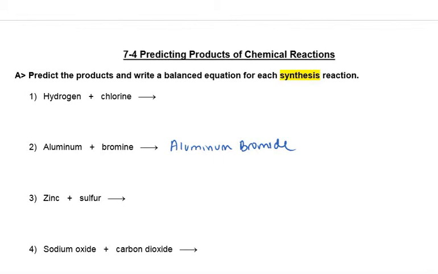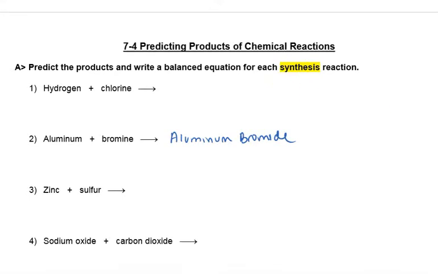You will not have to predict products of chemical reactions. So rather than it being hydrogen plus chlorine and having a blank space, you would actually get something written out like aluminum plus bromine yields aluminum bromide. You won't have to predict for synthesis or decomposition.